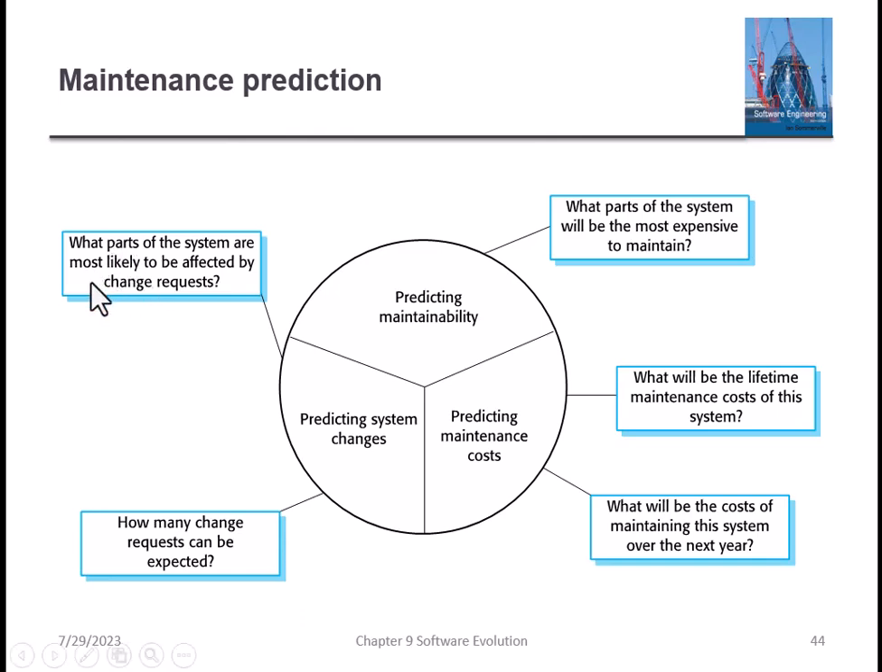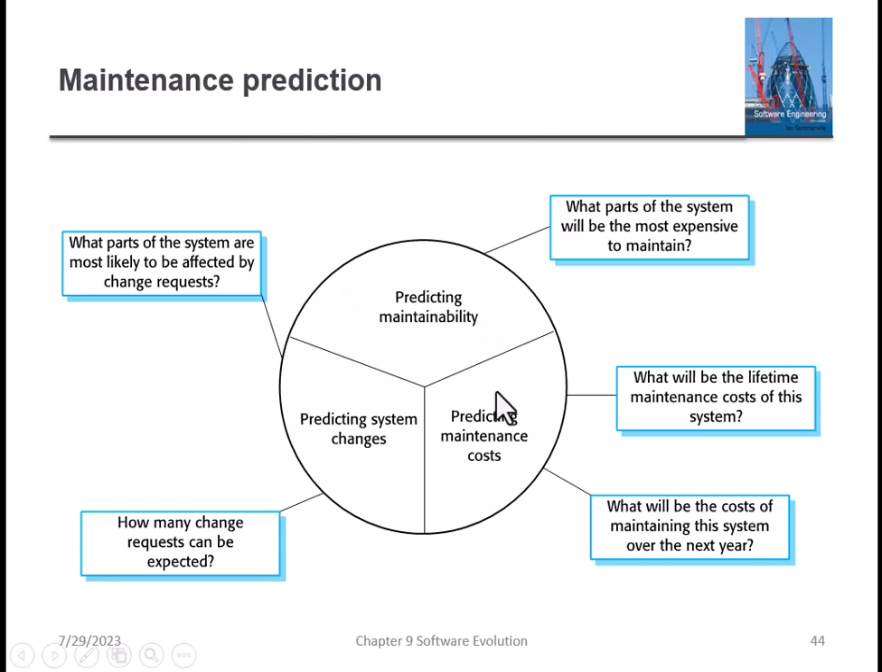And what parts of the system are most likely to be affected by change requests? So it also depends on the business process. Sometimes in an organization, one department has changes in policies. The policies change abruptly, and in our last lecture it was discussed in detail that business processes can change. So this means if the business process changes, it will demand more change in the features and characteristics.